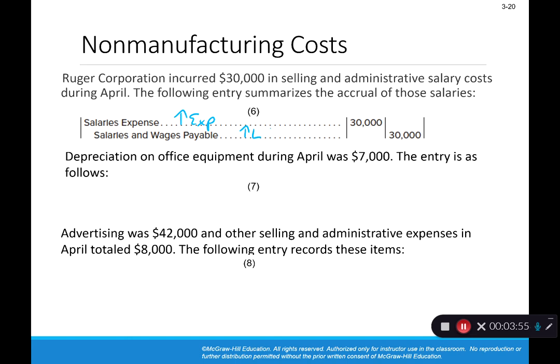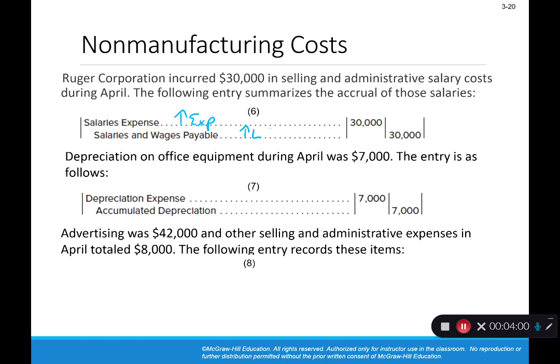Then depreciation of $7,000 on our office equipment would mean we have a depreciation expense going up, and then accumulated depreciation is going up. But remember, accumulated depreciation is a contra asset, so that's actually making assets go down. And that's consistent with credits making assets go down. So we debit the expense to make it go up, and we credit the accumulated account to make the accumulated go up and assets go down. Remember, accumulated is a contra asset. It's a negative asset. Again, look back in 502 if you need a review.